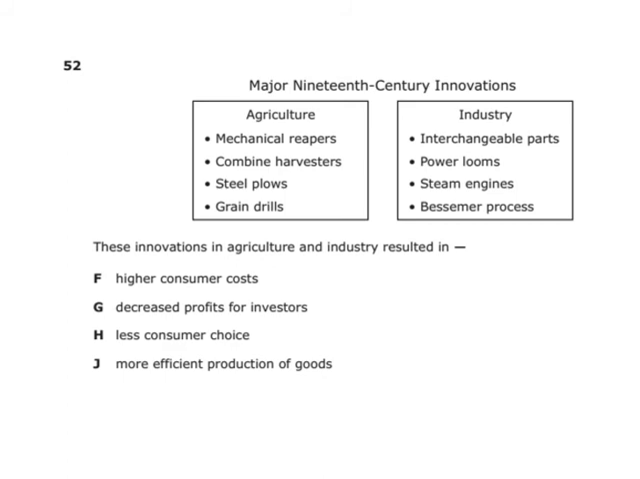52. Major 19th century innovations. We're almost there, guys. Agriculture: mechanical reapers, combine harvesters, steel plows, grain drills. Industry: interchangeable parts, power looms, steam engines, Bessemer process. These innovations in agriculture and industry resulted in more efficient production of goods. Just like anything with industry and new, better technology, things happen easier and faster and more efficiently.